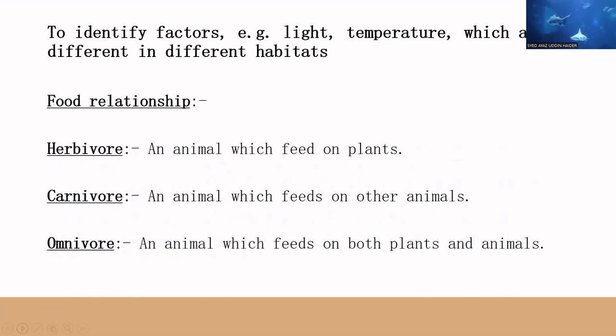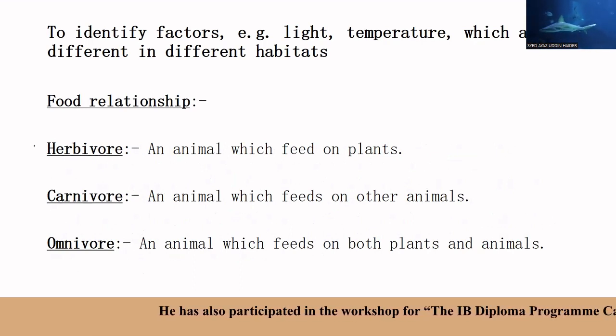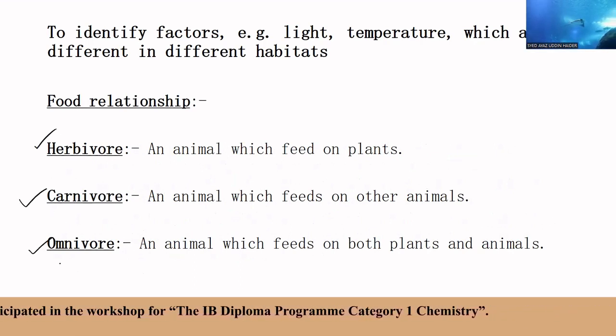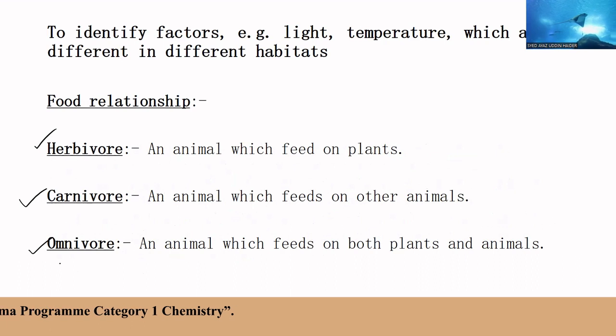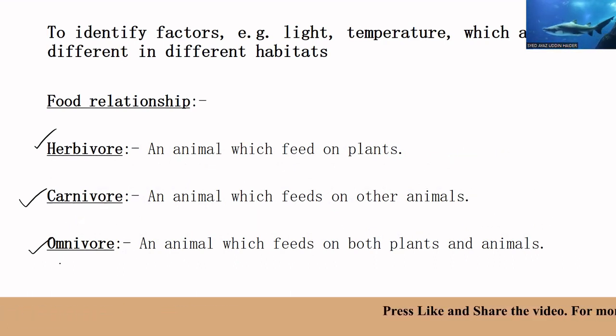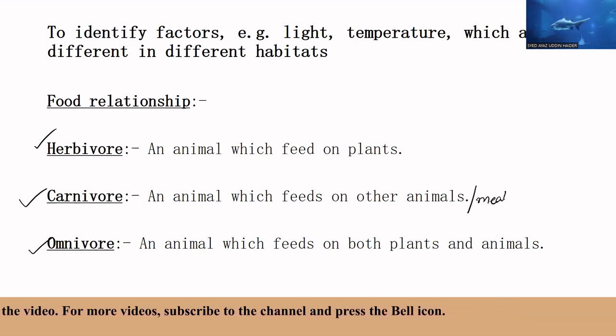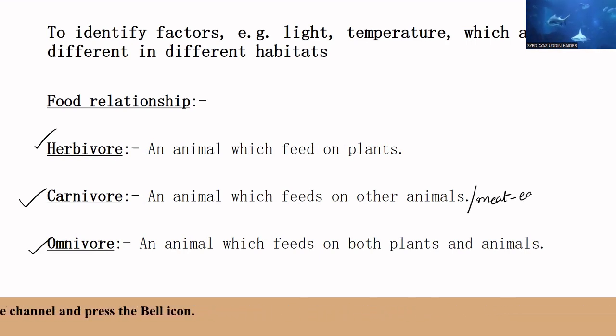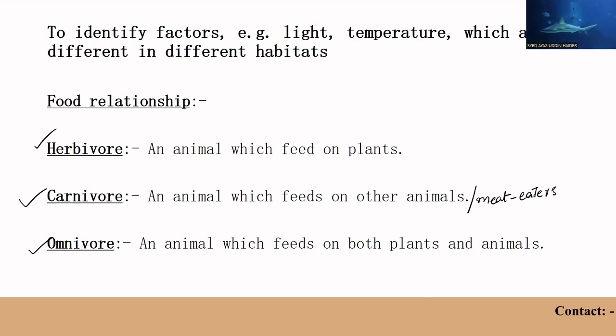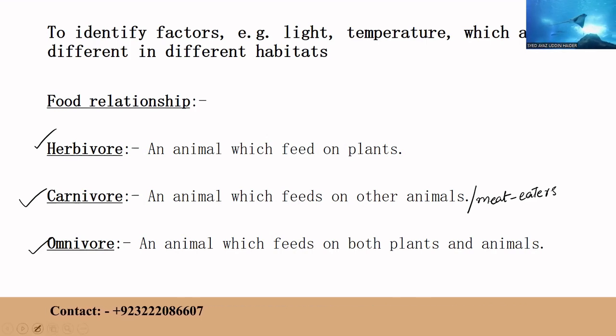Food relationship. In order to understand the food relationship, you should know the meaning of the following terms: herbivore, carnivore, and omnivore. Herbivores are those animals which feed on plants only. Carnivores are those animals which feed on other animals, or meat eaters. Omnivores are those animals which feed on both plants and animals.